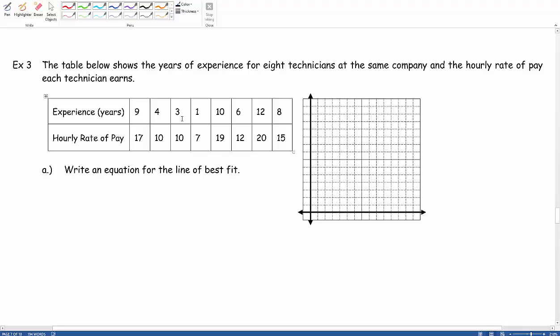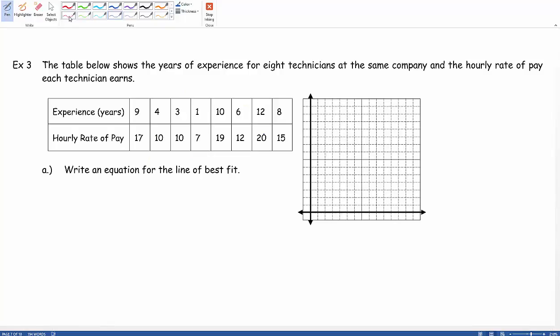Now typically, not always, but typically the more experience that you have and more faithfulness that you have staying with a company, they generally pay you a little bit more for staying with them and, obviously, having more experience. So the goal here is to write an equation that best fits this data.